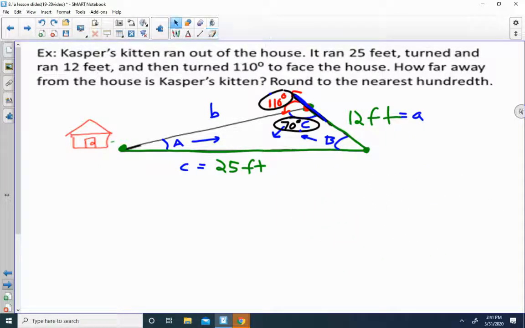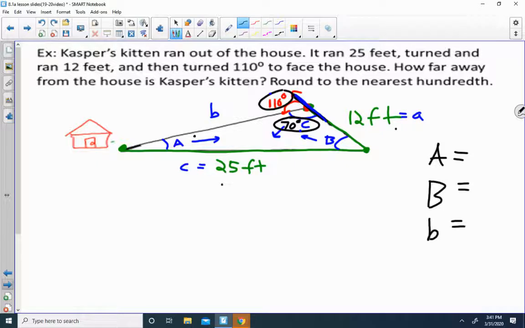So now that I have all that written down, let's write down the angles and sides that we're missing. So now I have angle C, but I'm still missing angle A and angle B. And it looks like I have little c and little a. I'm just missing little b. Okay, so these are the missing pieces.